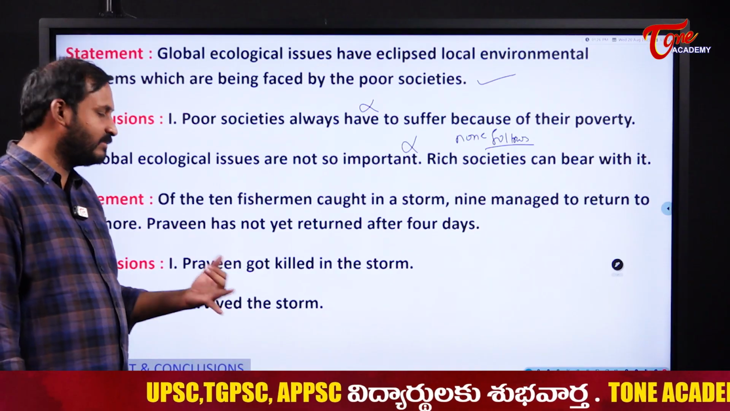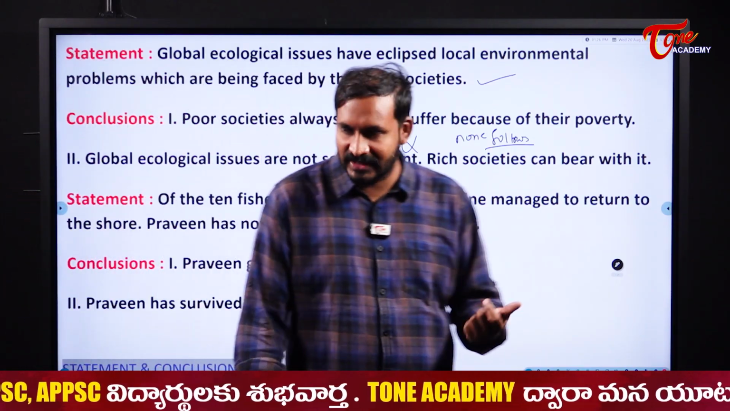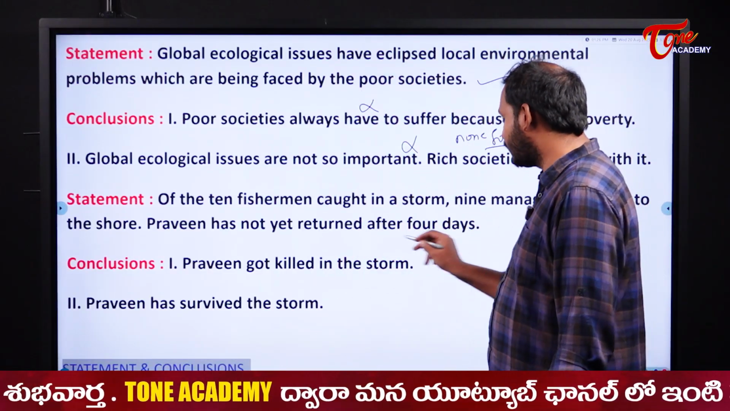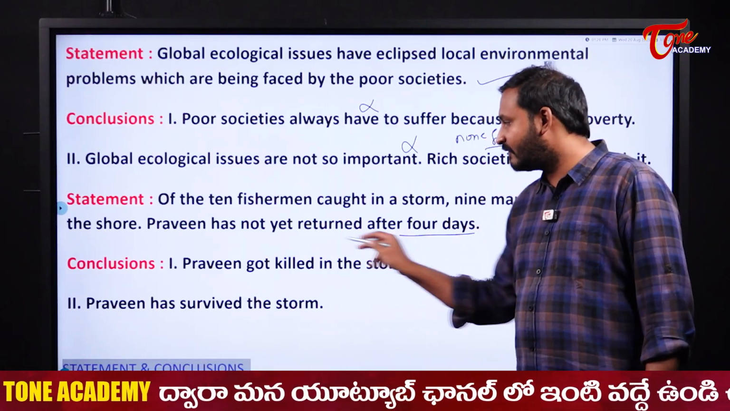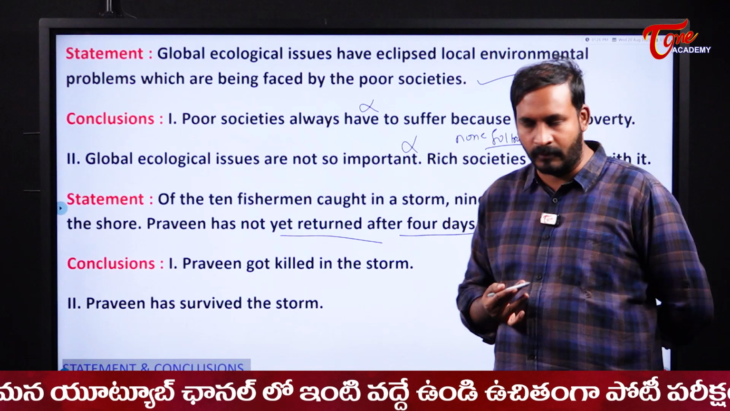Either he may die or he may return. Praveen got killed in the storm, that is one chance. Or Praveen has survived; he hasn't returned after 4 days yet, that means he may return after 5 days also, right? There is a chance. There is a hope.